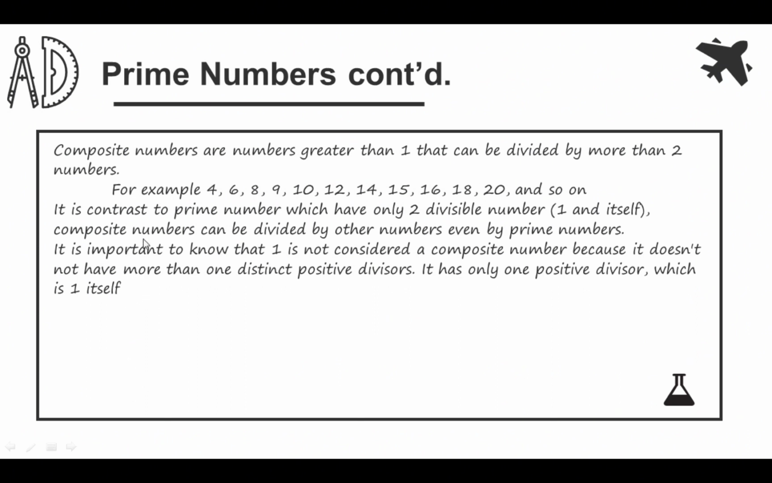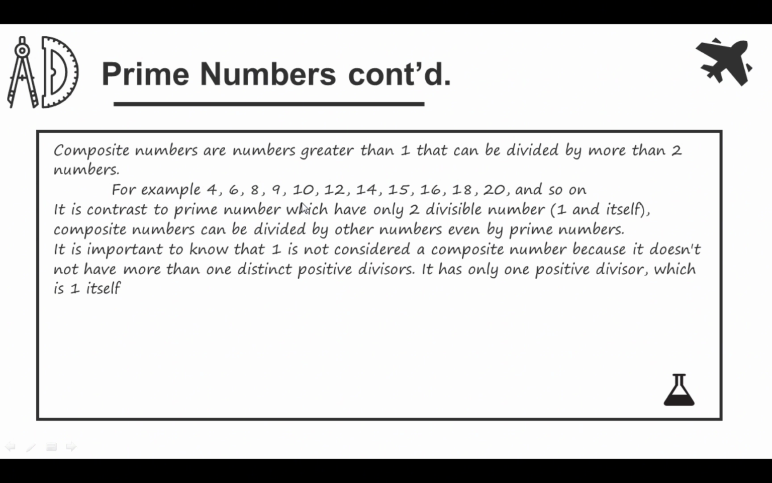Okay, so what are these composite numbers? We have defined it before. Composite numbers are numbers greater than 1 again that can be divided by what? More than 2 numbers. Example: 2, 6, 8, 9, 10, 12, and so on and so forth.